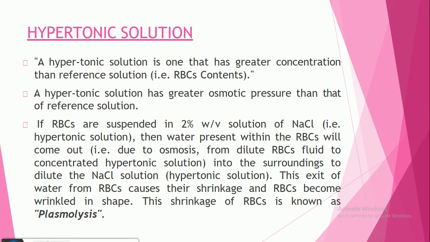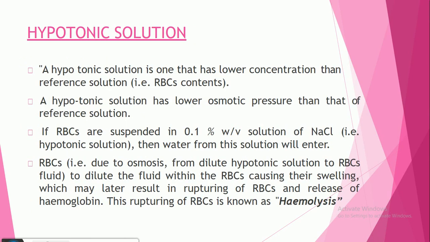Why does the red blood cell shrink? Why does plasmolysis occur? Because the water molecules present in the red blood cell come out due to high osmotic pressure, from the dilute red blood cell fluid to the concentrated surrounding NaCl solution, and the solution becomes hypertonic. So hypertonic solutions are not applicable for biological activity.